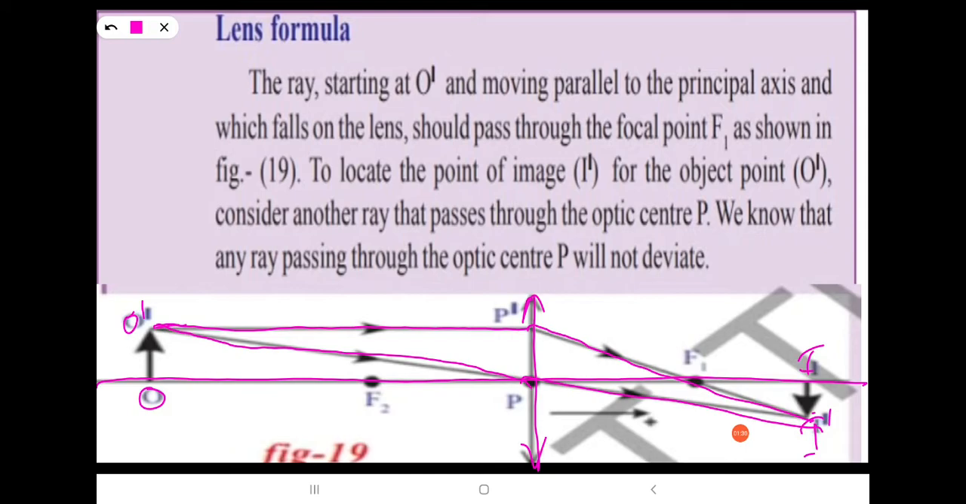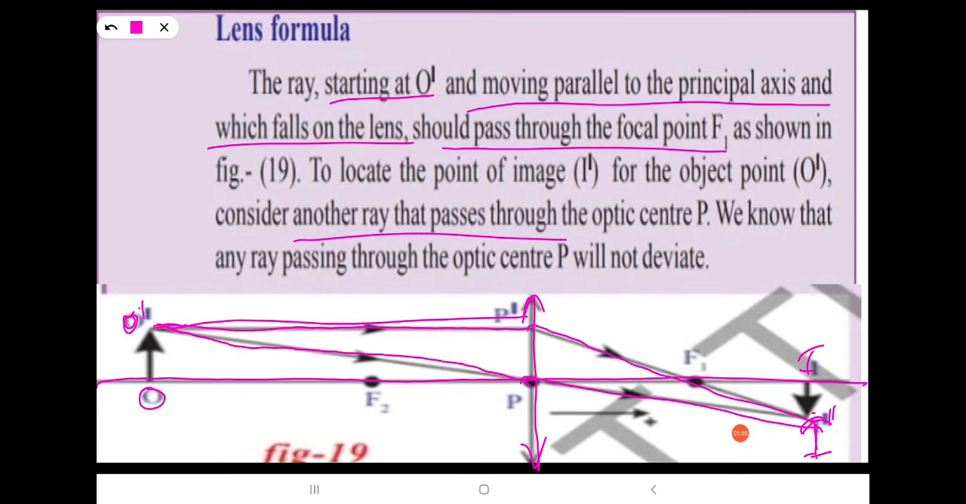So here the ray starting at O dash and moving parallel to the principal axis, which falls on the lens, should pass through the focal point F1, right? To locate the point of image I dash for the object point O dash, we have to consider another ray that passes through the optic center P. And we know that any ray passing through the optic center P will not deviate.